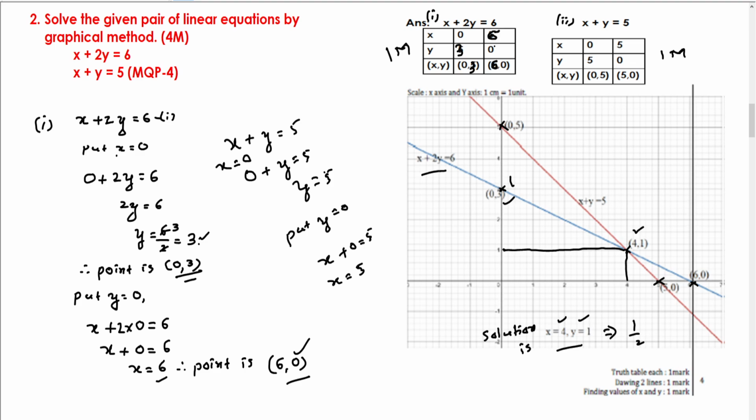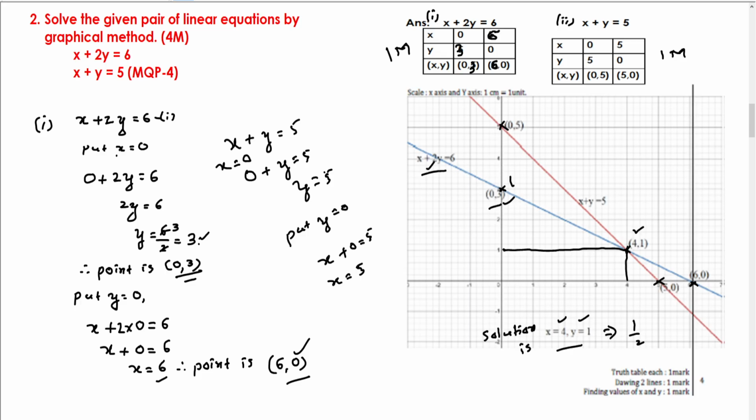Now plot the equations. The x plus 2y is equal to 6 line is here. You can see it in a different color. The coordinates are 0, 3. Where does 0, 3 come? 0, 3 comes on the y-axis. You can observe the point 0, 3 is here. It cuts the y-axis. And 6, 0 comes on the x-axis. You can observe it. Join these 2 points and produce them.